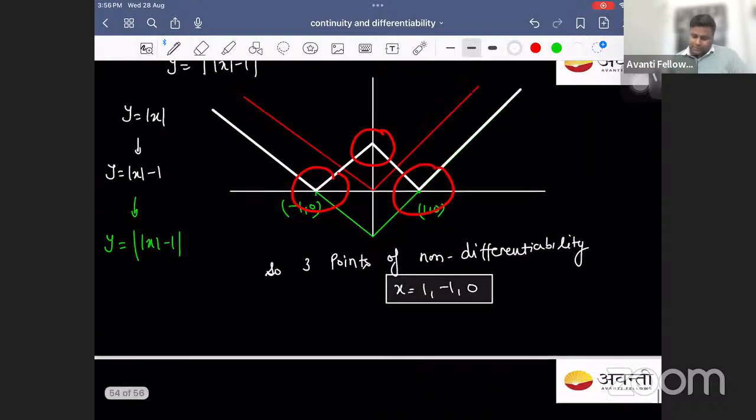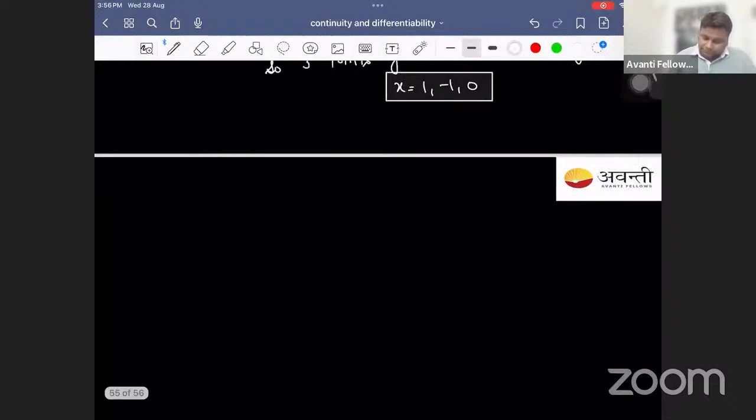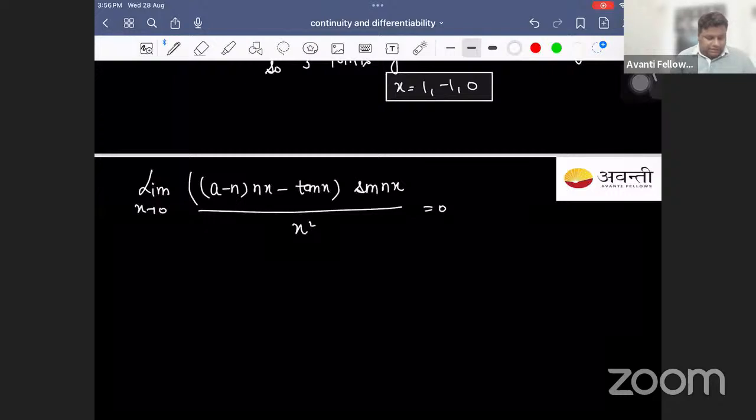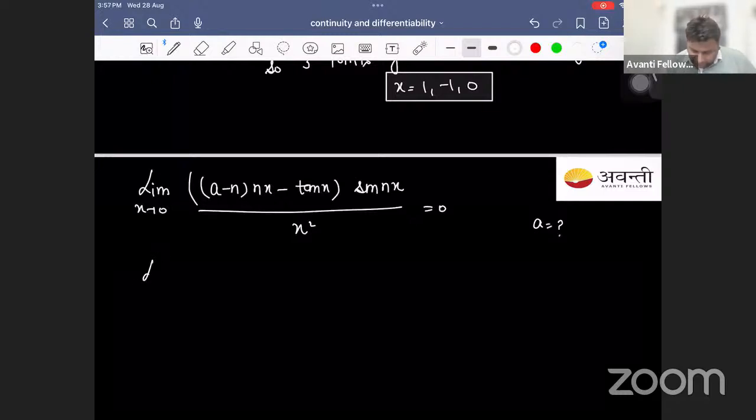Now, this is another question. Limit x approaches to 0 of (a minus n) into nx minus 10x into sine nx upon x squared. They are saying it is 0, where n is a non-zero real number, then a is equal to. A is what they are asking. Got it? Simple question. Let's get it done.